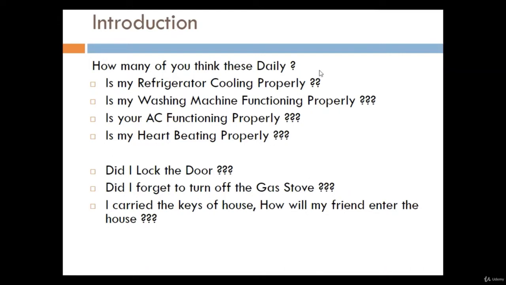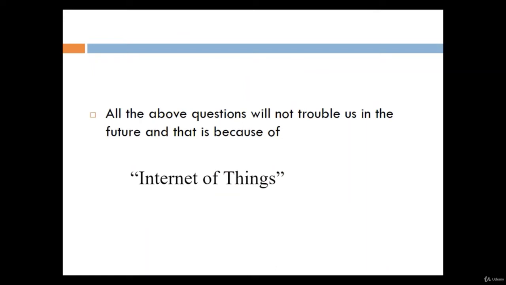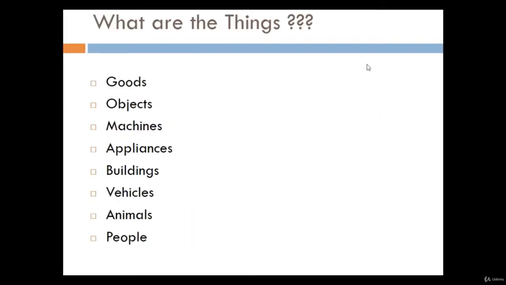So connecting all these things together and taking the internet into consideration, this particular domain is called the Internet of Things. The simplest definition you can give here is connecting each and everything that is surrounding you to the internet, getting the data, and being able to interact with that particular device. That is nothing but the Internet of Things.